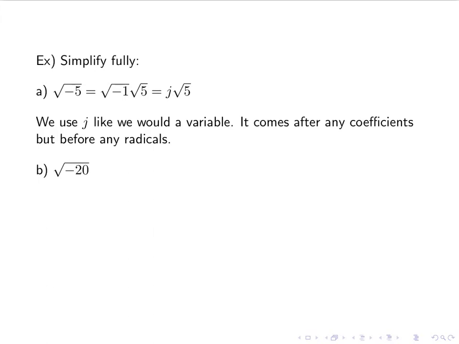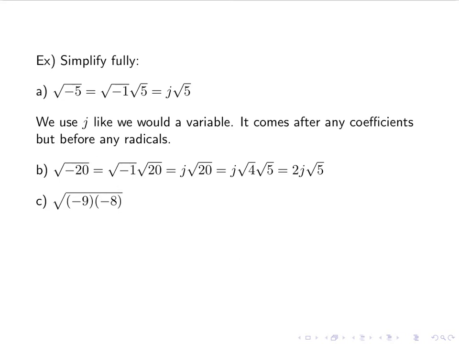Square root of -20. I'll split it up between -1 and +20. So root -1 is J. So I still have root 20. I can simplify that further. 20 is 4 times 5, and I know the square root of 4. And again, I'll put the 2 first, then the J, then the square root of 5. And that's always the order that you'll see it in. Non-radical coefficient first, then the J, then the radical.